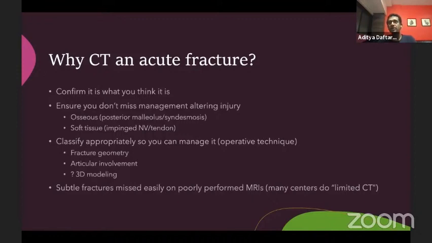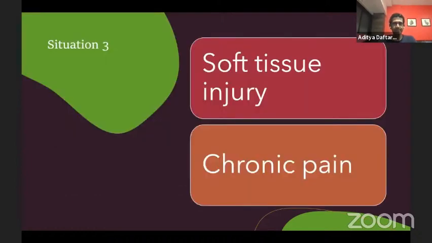Oftentimes as radiologists, we hide those CTs from you because we just do it for our own understanding and so that we don't miss anything. So if somebody's done that, make sure you know about it and you take a look at that.